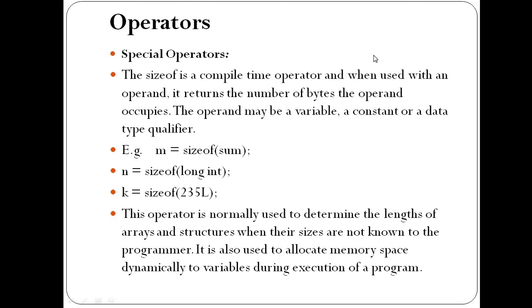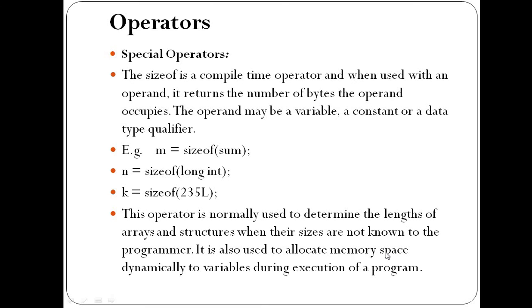The sizeof is a compile time operator, and when used with an operand, it returns the number of bytes the operand occupies. The operand may be a variable, a constant, or a data type qualifier. For example, m = sizeof(sum), n = sizeof(long int), and k = sizeof(235L). These operators are normally used to determine the length of arrays and structures when their sizes are not known to the programmer. Means sometimes if we do not know the sizes of the array and structure, at that time for determining the length of array or structure, we can put the sizeof operator along with the operand, that is a constant, variable or data type.